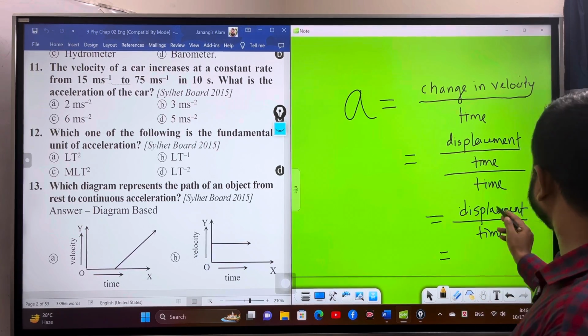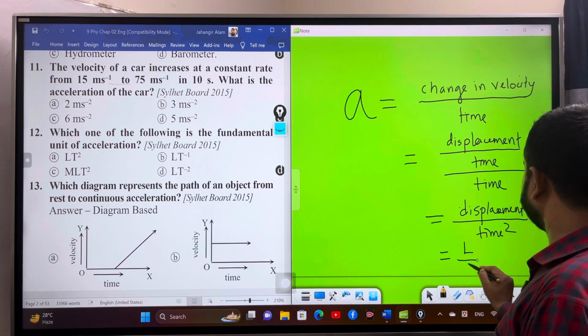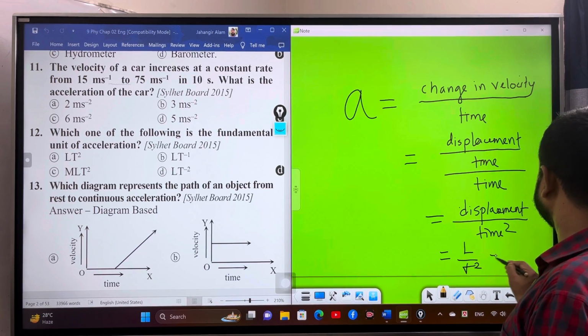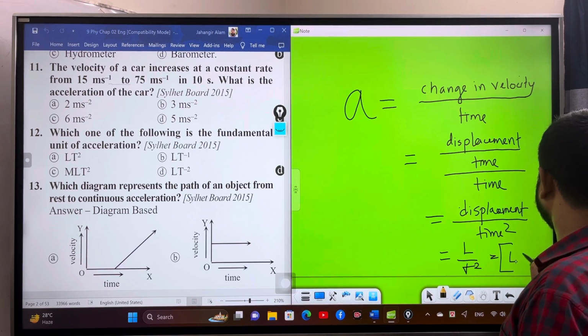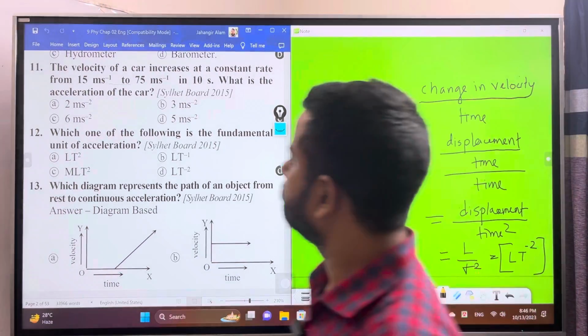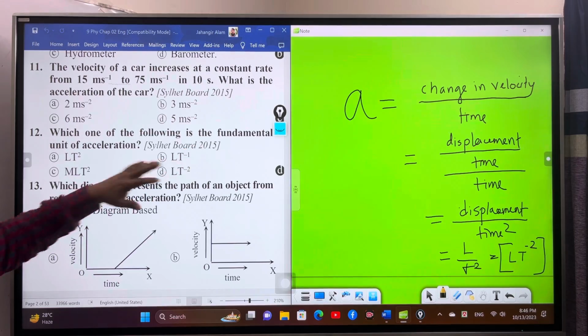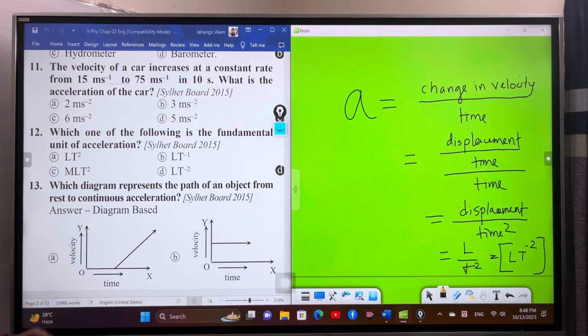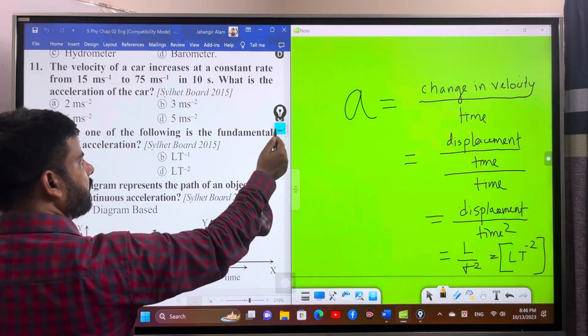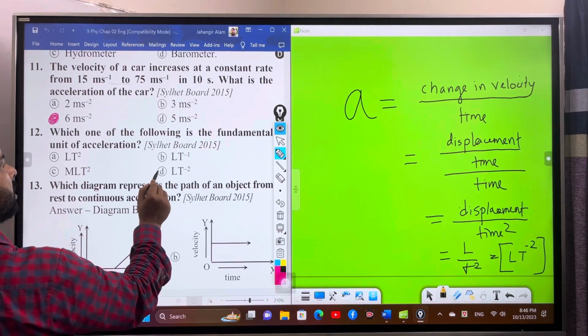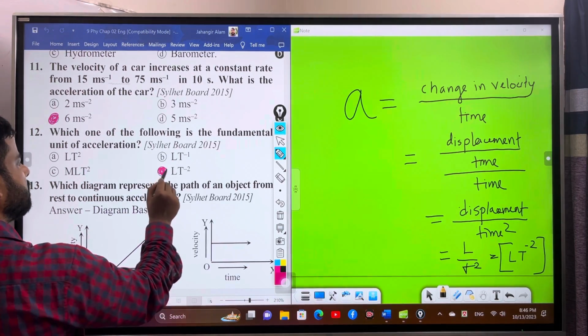So displacement L and time square. So the dimension is L per t square. Which one of the following is the fundamental unit of acceleration? So L per t square is the correct answer.